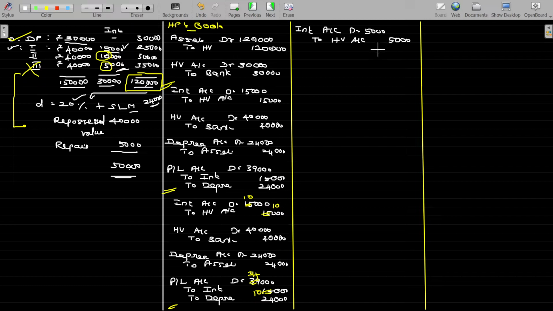Next entry being settlement. Hire vendor account debit to bank account. Is that okay? To bank account. The value being 40,000 rupees. But in the third year, he has defaulted. Sorry, in the entry, default happens. When default happens, what does he do? He takes the asset away. He just repossesses the asset.